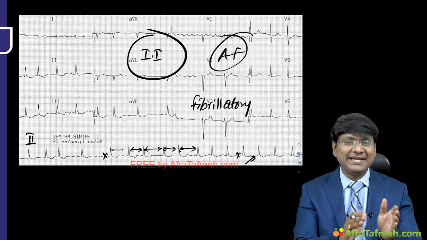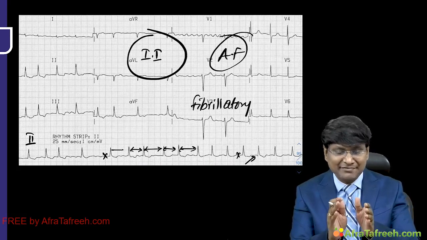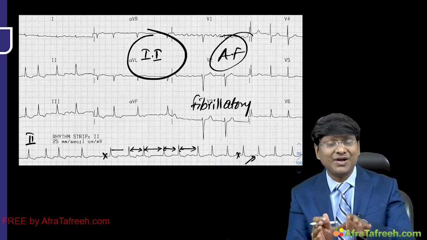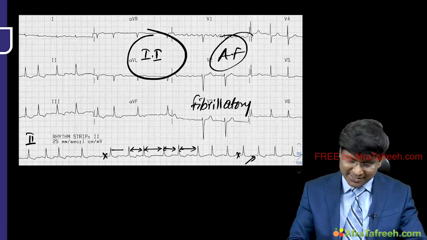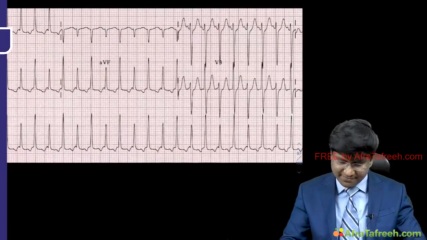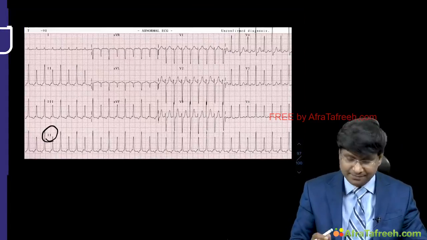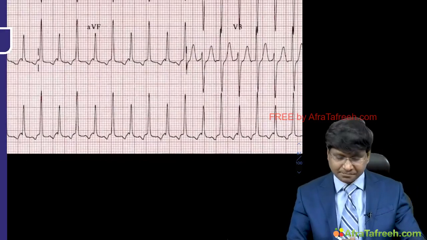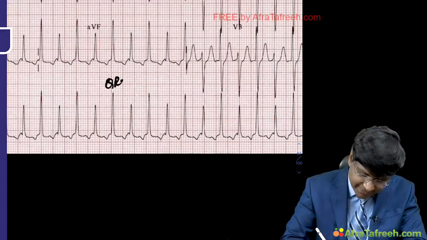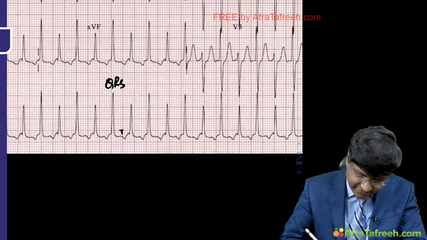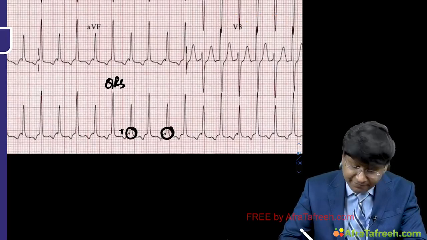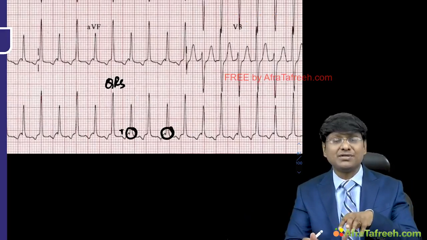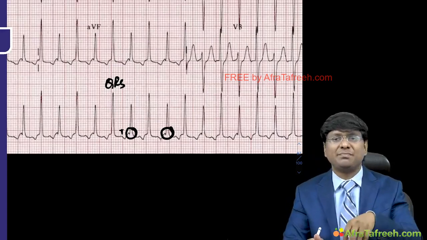Now, I said that in some of the conditions, the P wave can get merged with the QRS complex, or the P wave appears after the QRS complex. Where do you come across that? If you see the rhythm strip here, this is lead 2. If you closely observe, this is a QRS complex, followed by a T wave, and the P wave is almost getting merged with the QRS complex, or occasionally it can appear after the QRS complex also.